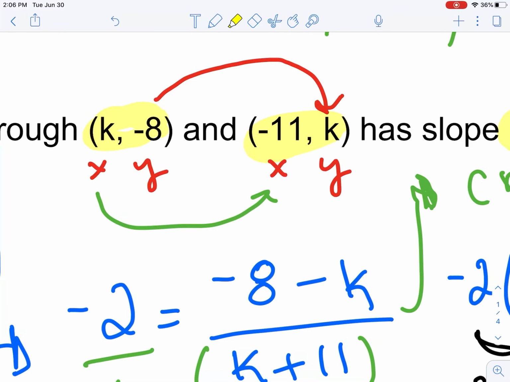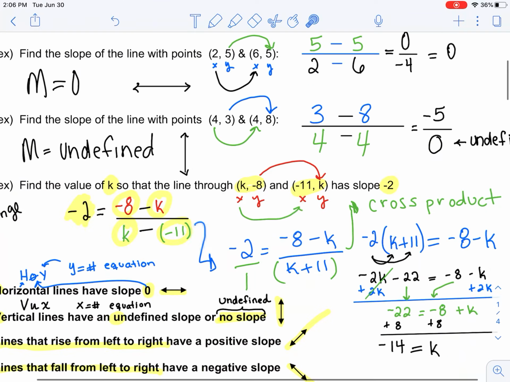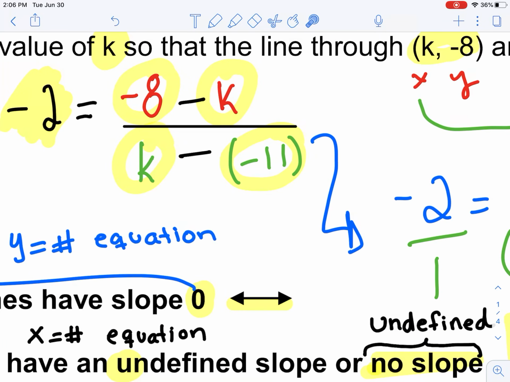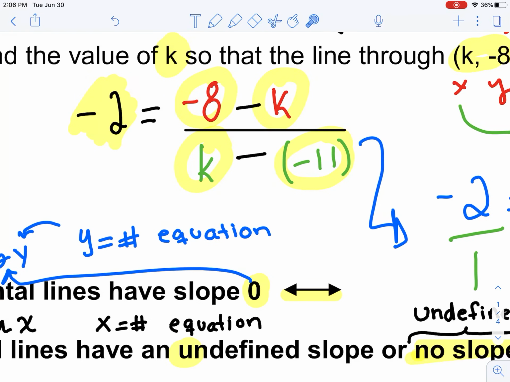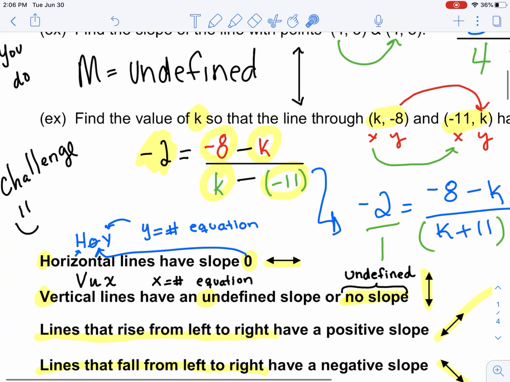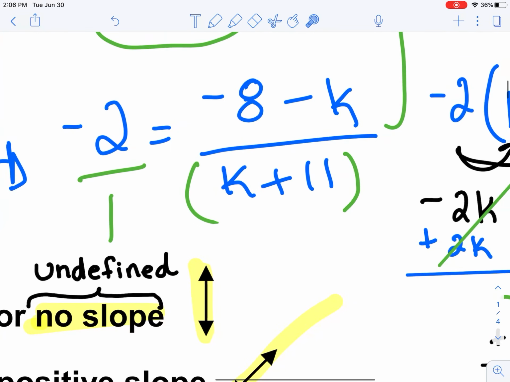Okay, so if you see here, I've listed your x values and your y values. The change in y is -8 minus k, and then your x values would be k minus -11, hence k minus -11. Okay, so it's pretty simple actually, because all we're going to do is start off by simplifying the denominator, which is going to give us k plus 11. Okay, so I'm going to take this work and make my way over here. So we've got k plus 11 is what we simplified.